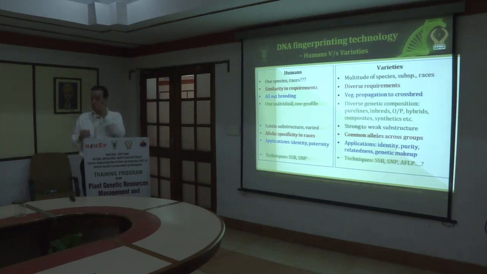Substructures mean there is grouping and some subgrouping. In humans that is not that distinct, but in plants there are strong to weak substructures, with allelic specificity in races and common alleles across groups. Applications in humans include identity, paternity, and criminality testing. Here we have identity testing, seed purity testing, relatedness, genetic makeup, and many other things. In a nutshell, it is much more complicated than what we usually see in human beings.